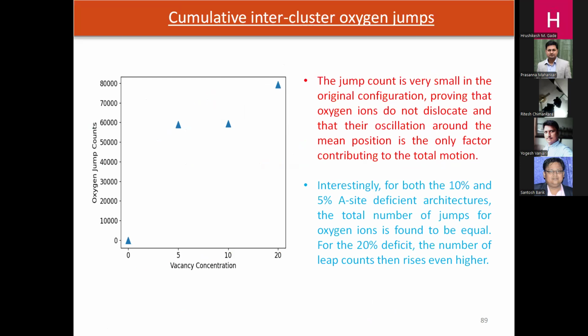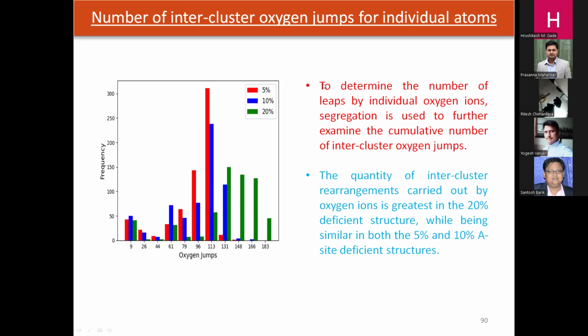Then the next analyses are further analyses of those things. When we say cumulative intercluster oxygen jumps, that means how frequently your oxygen is staying in a particular location. The basic observation is that the more the vacancy, the more the leap counts, which means more motion of oxygen. That's a very basic observation. Further analysis is the number of intercluster oxygen jumps for individual atoms. That was a bulk phenomenon that we observed: we calculated diffusivity, but that bulk diffusivity needs to be addressed from individual atom analysis. So we did this analysis to check the oxygen jumps of individual oxygen for different vacancies.